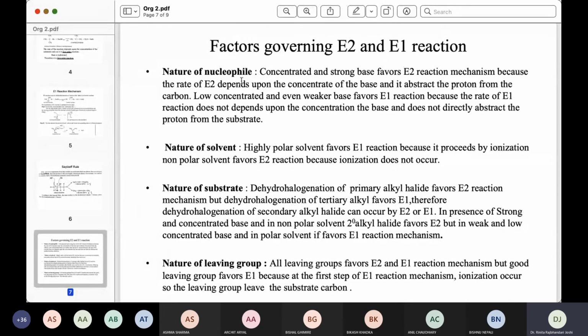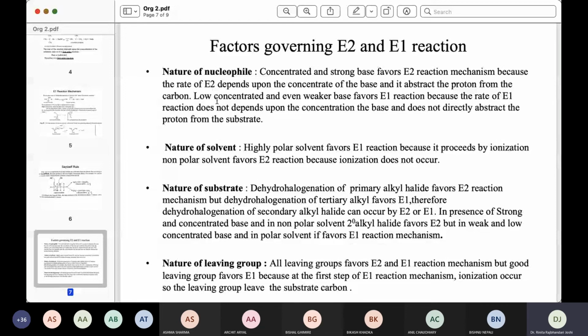we can write that nature of the nucleophile here, the concentrated and the strong base favors E2 reaction mechanism because the rate of E2 depends upon the concentration of the base, जुन हामीले पहिला भन्यो, okay, and it abstracts the proton from the carbon directly as abstract गर्ने भएकोले, the stronger the base, okay, stronger the base favors E2, concentrated base favors E2, किनभने rate depend गर्छ.